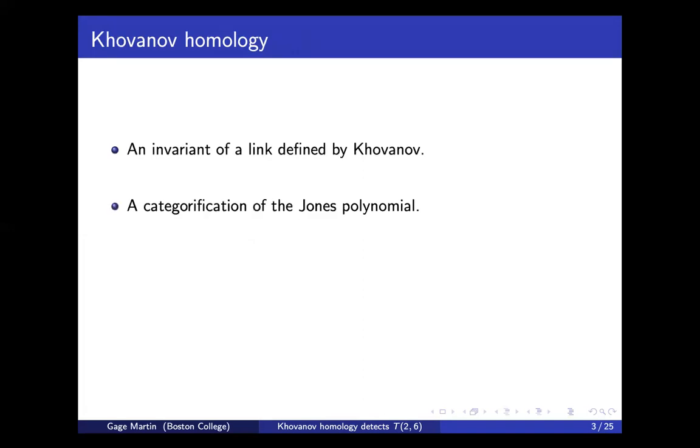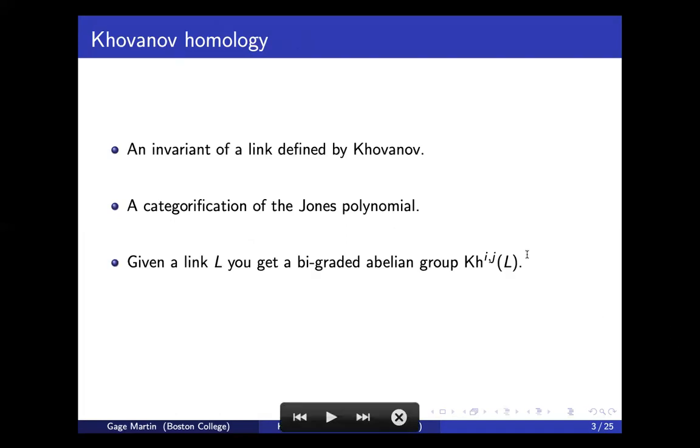So today I'll be talking about Khovanov homology of links. Just as brief background, Khovanov homology is an invariant of a link defined by Khovanov. It's a categorification of the Jones polynomial. What that means is, given a link L, you get some bigraded abelian group, the Khovanov homology of L. And if you take the graded Euler characteristic of the Khovanov homology, you get the Jones polynomial of L. And finally, this is an invariant that's combinatorially defined.